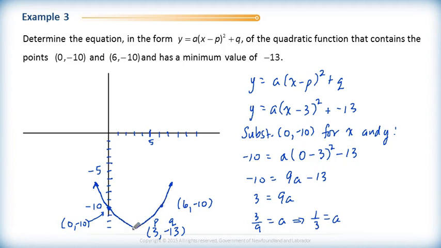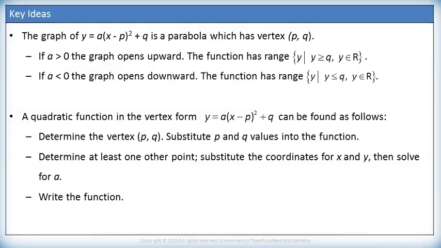It's a pretty wide parabola, and it opens up. So therefore, our function is y equals 1/3 outside of (x minus 3) squared minus 13. Remember that y equals a outside of (x minus p) squared plus q is a parabola. Vertex is (p, q). If the graph opens up, then the range is y greater than or equal to q. If the graph opens down, the range is y less than or equal to q.